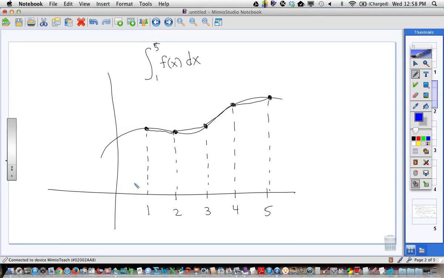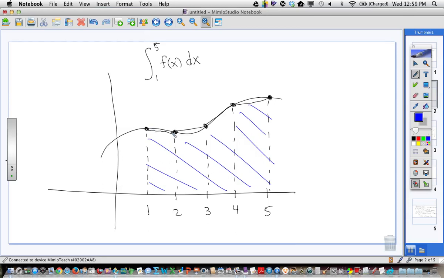But here's just a function, and I want to find the area from 1 to 5. But I don't know what this function is. Let's say it's a function that doesn't have an antiderivative, so I can't do fundamental theorem part 2. It's not a geometry thing. Well, what I can do is break it up, and we've seen this already. We've talked about trapezoids and rectangles way back in the beginning of the year.